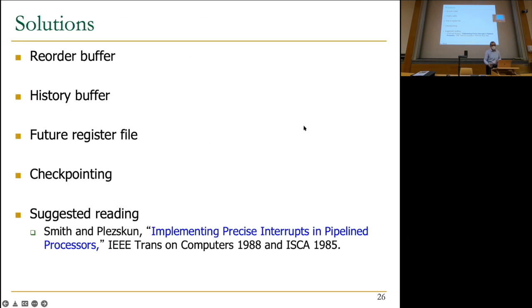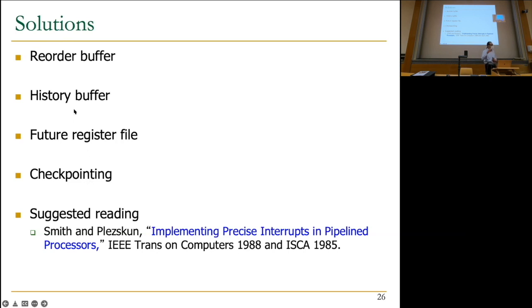Okay, so there are multiple solutions proposed to this problem. We're going to talk about one solution, which is the reorder buffer. There are actually a lot of interesting solutions: history buffer, future register file, checkpointing. We're not going to talk about them in this lecture. They're in backup slides, and you can look at some readings. One of your readings talks about them briefly. But in existing systems, the reorder buffer is very heavily used. These two other ideas are also very heavily used.